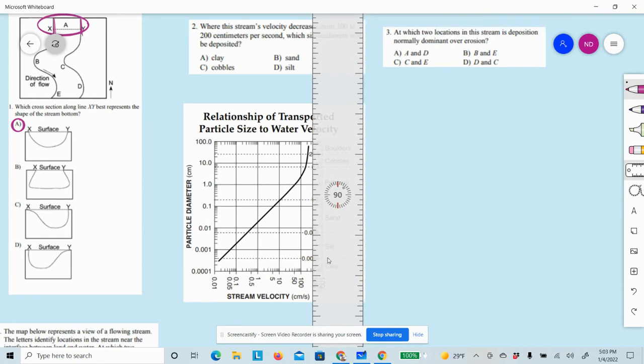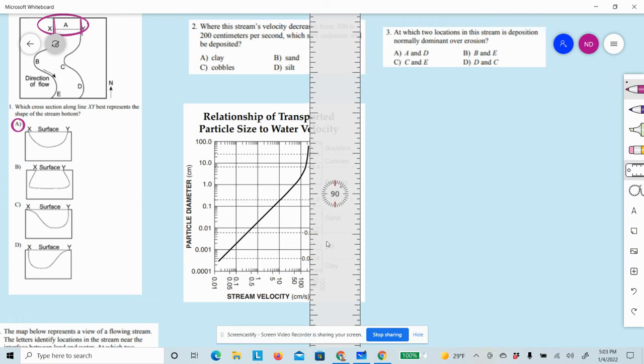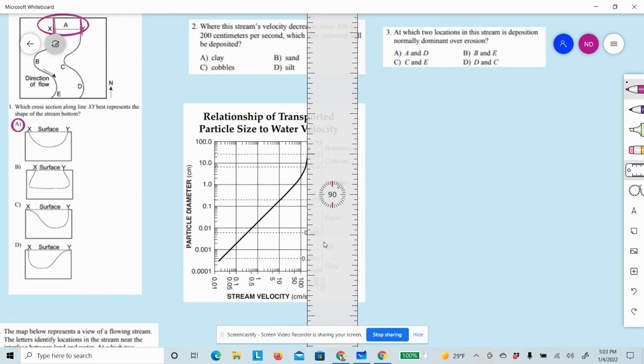So when the stream is at 300, right about here, it's moving big, huge boulders. It can move everything. It's going to move all the clay, all the silt, all the sand, all the pebbles, all the cobbles, and even boulders at 300. When it drops down to 200, it hits right about here. It just drops boulders, but it's still moving pebbles. It's still moving cobbles. It might drop some of the bigger cobbles.